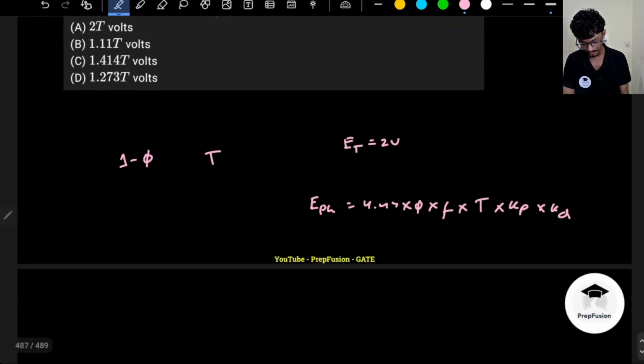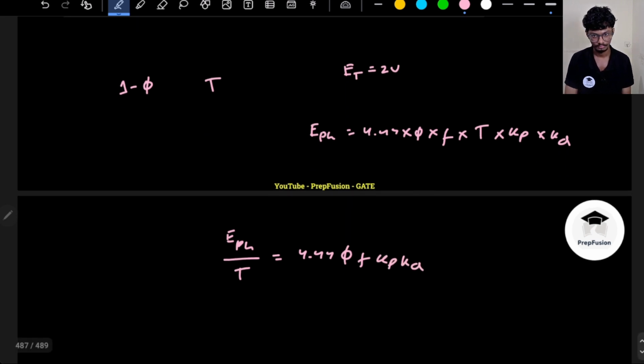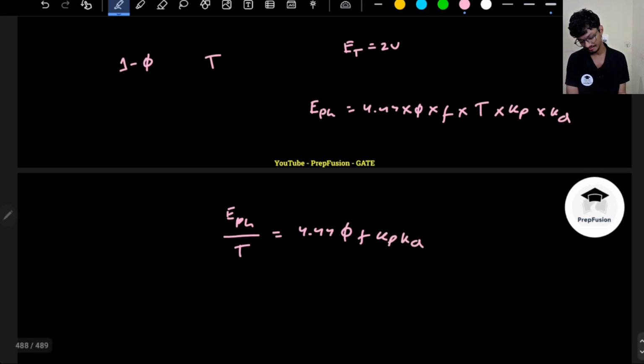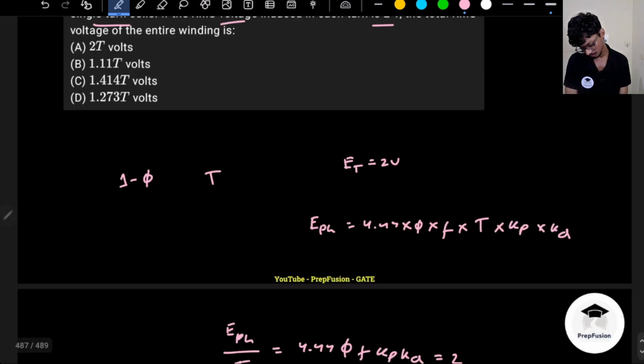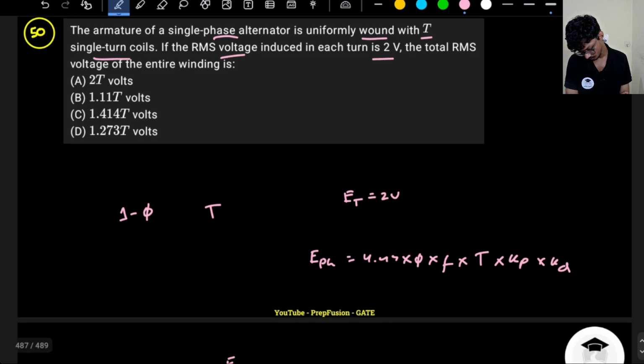So EMF per turn is given to me. So E phase upon T is given to me already: 4.44 phi F Kp into Kd. I already know this value. That is equal to 2 volts. Now they're asking what will be the EMF of the entire winding? Each turn is 2 volts, so will it be 2T? That is what they are asking.